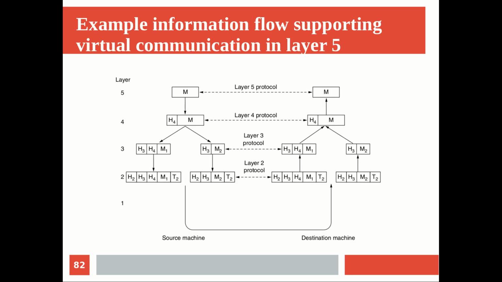So the example of information flow supporting the virtual communication in layer 5. We are trying to have virtual communication, and you have to be clear about the term, because it is not physical communication. Physical communication is always at the layer 1 level only. When you look at the top layers, the kind of communication they have is virtual communication, in which there is no direct physical media involved. Layer 5 interacts with layer 5 of the receiver using the layer 5 protocol, similarly the layer 4 protocol, layer 3 protocol, layer 2 protocol, and finally layer 1 to layer 1 communicates using the physical media, right? Physical media.